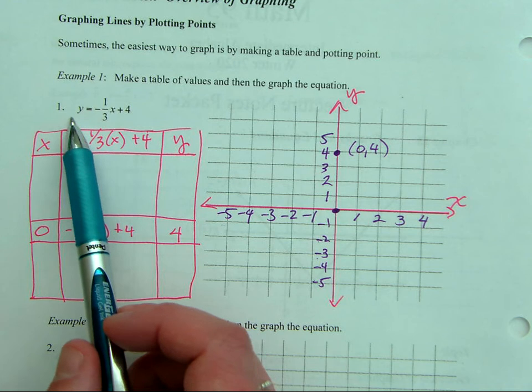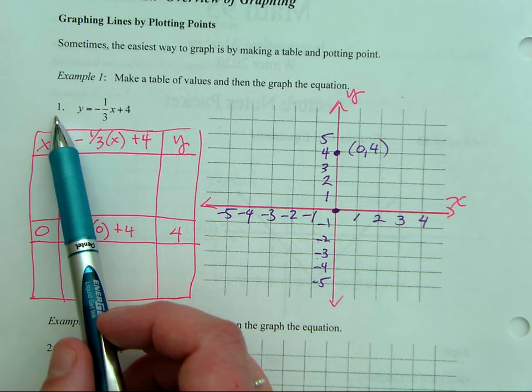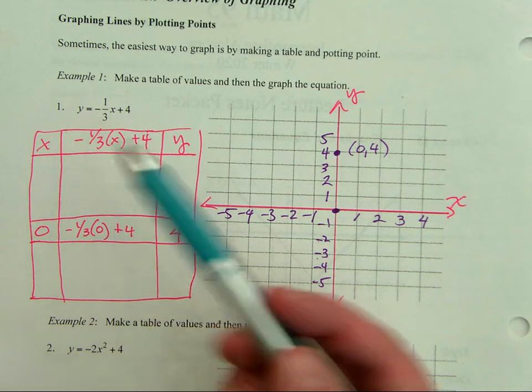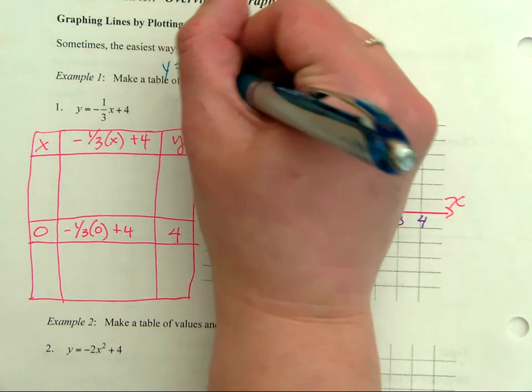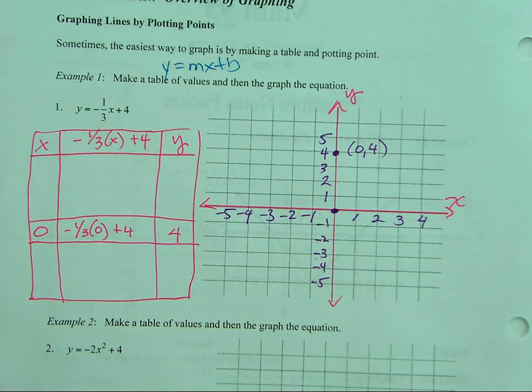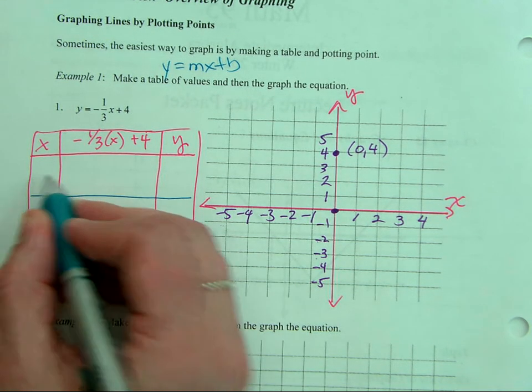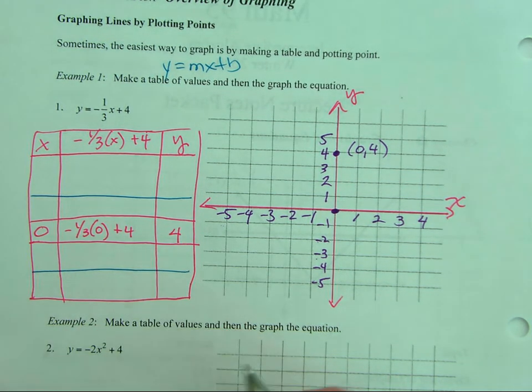Actually, when you look at this, how do you know that it's going to graph a line? Or do you know that just by looking at it? Y equals mx plus b. Y equals mx plus b, where m is the slope, b is the y-intercept. And so if I want some other points to graph, what other points should I use?